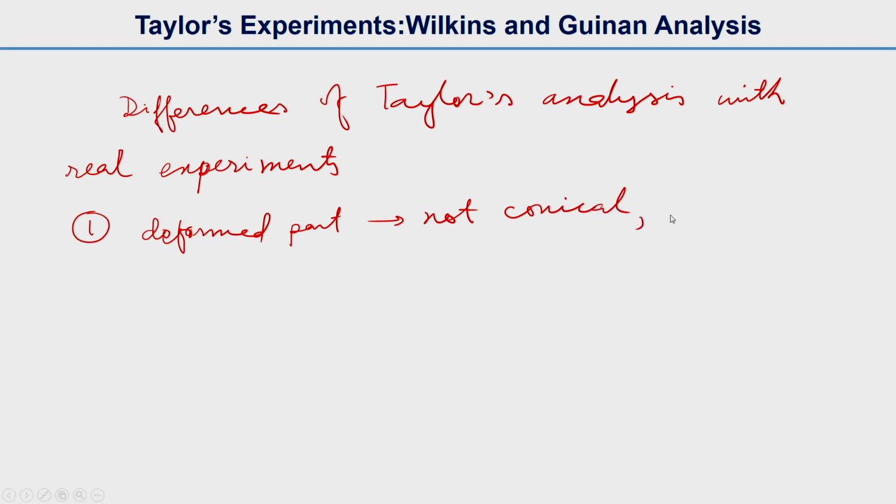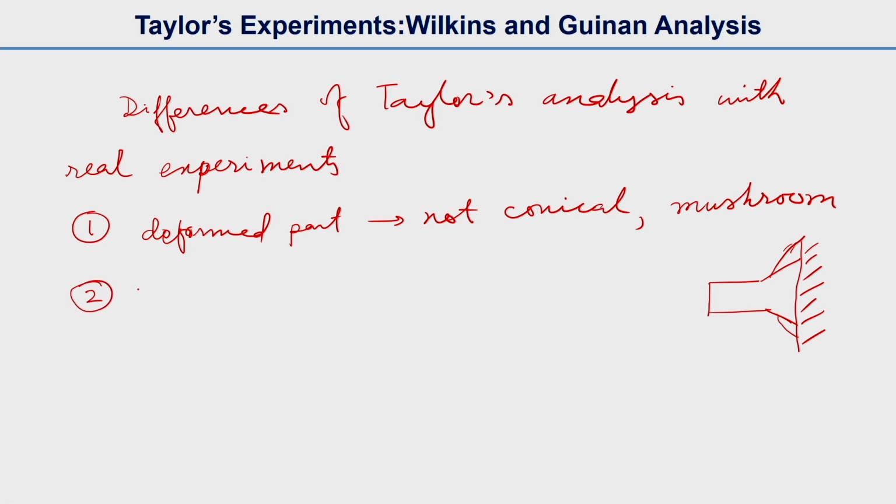We have seen that there may be a mushrooming effect, a mushroom shape. So basically when a bar is impacted, the Taylor analysis says that the residual will be conical, but it may not be exactly that, and it may have some mushroom effect, something like this.